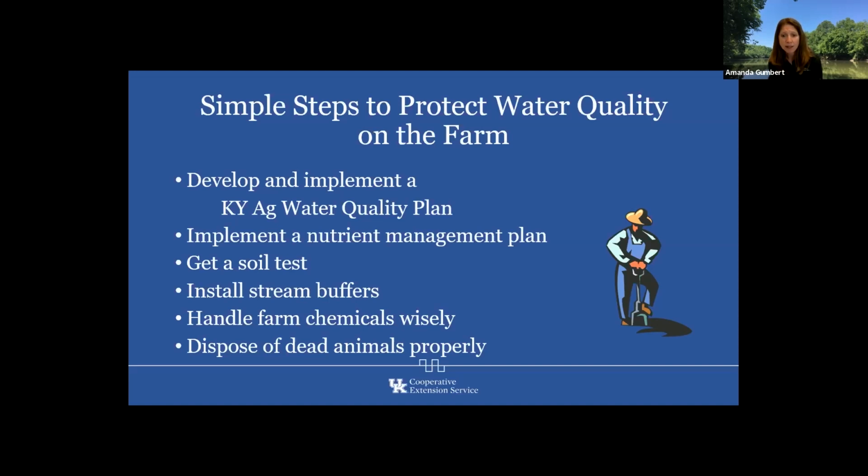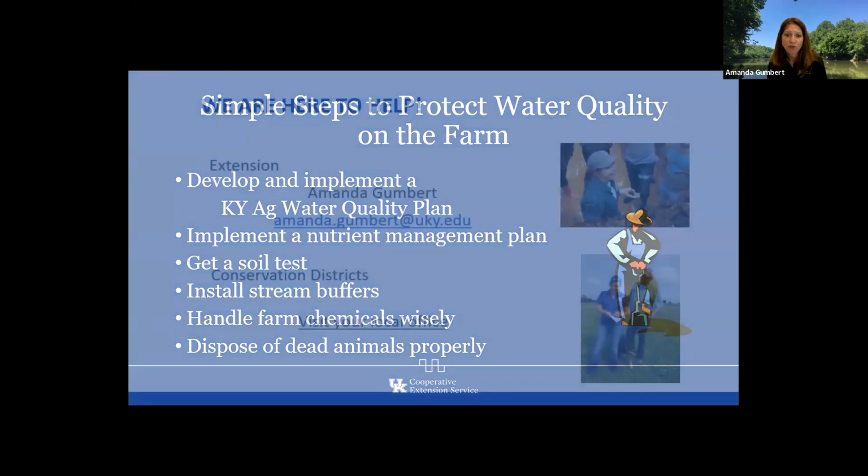Get a soil test. Again, if you're going to apply fertilizer, find out what you need because you might not need as much as you think. Install stream buffers. Like I said, those are my favorites. Put those trees and shrubs up against the stream banks and protect those. Handle your farm chemicals wisely. Don't use it if you don't need it, and only buy what you're going to use. And then finally, dispose of any dead animals properly. If you follow these steps, not only will you protect water quality, but you'll also protect yourself in terms of following the law that we need to abide by to take care of our natural resources.